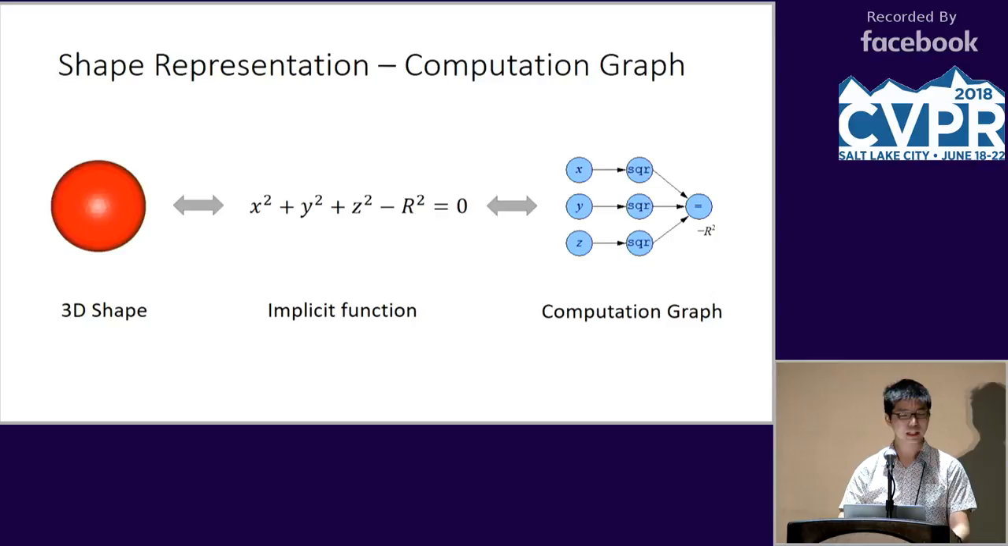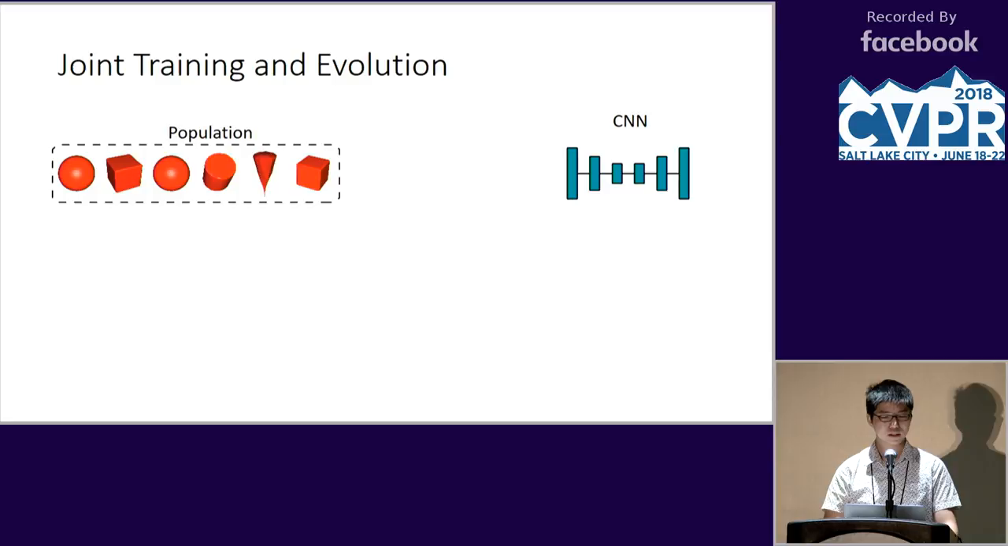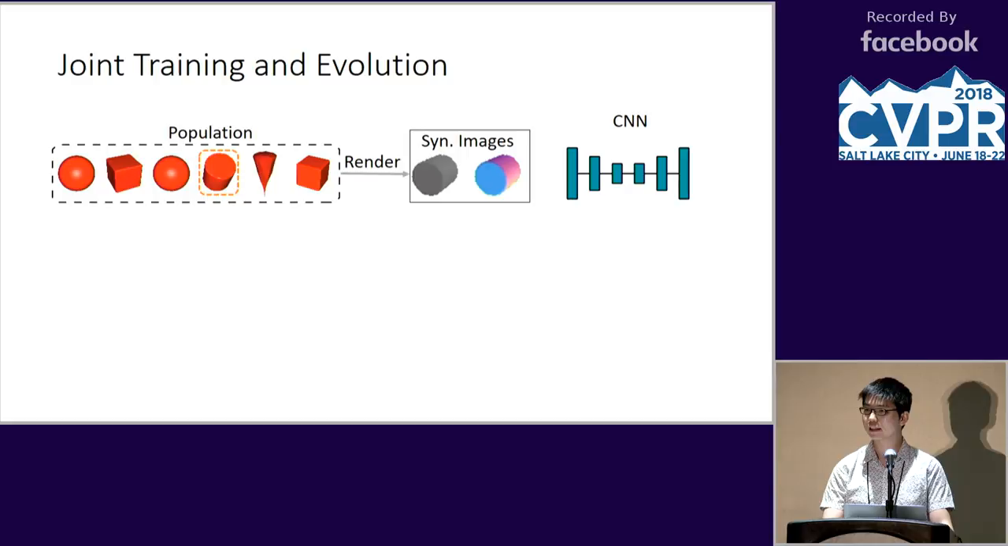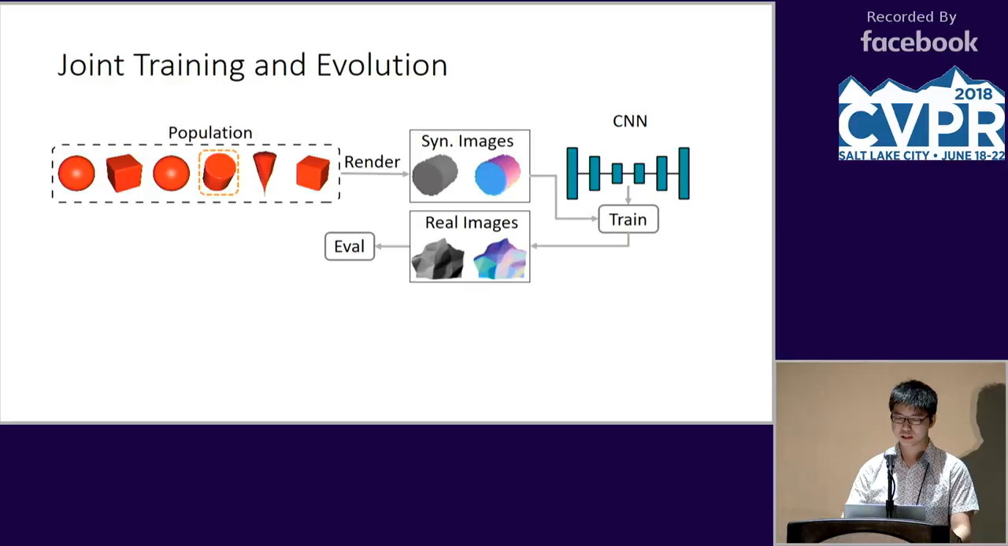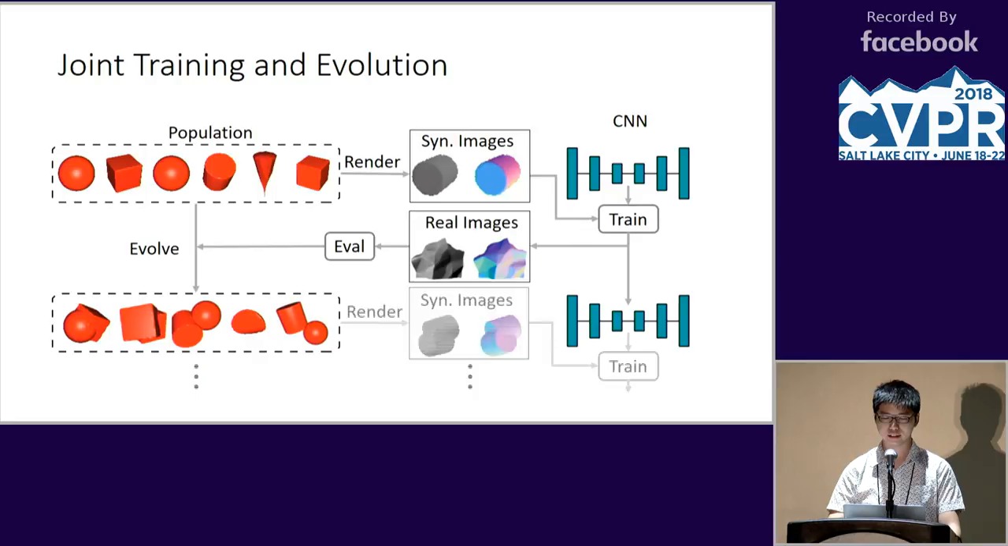In our full algorithm, we evolve shapes in conjunction with training a deep network. We start with an initial population of shapes and an untrained deep network. For each shape in the population, we use it to render synthetic data and train the network. The network is then evaluated on real images to generate the fitness score for this shape. We then repeat this process to get a fitness score for each shape, and then retain the network for the next round. Now we evolve a new set of shapes by selecting and combining shapes with high fitness scores. This completes one iteration of our joint evolution and training. We then iterate multiple times until convergence.